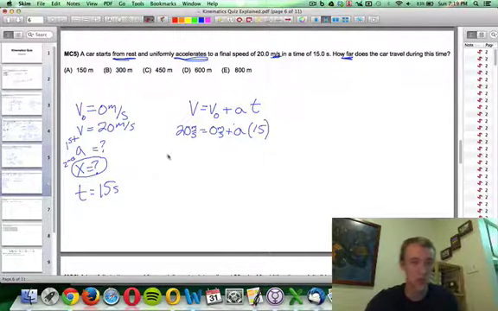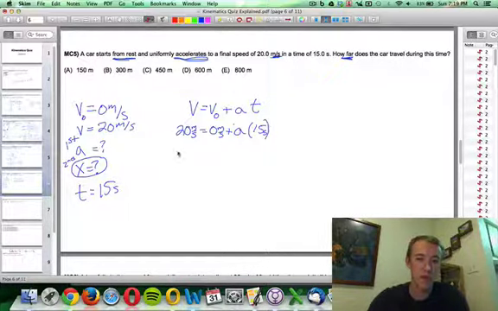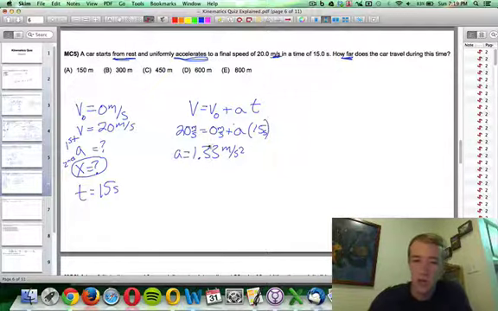Subtract 0 on both sides, do 20 meters per second divided by 15 seconds, and we find that the acceleration here, 1.33 meters per second per second. I rounded here. This is actually 1.33 repeating. We'll talk more about rounding and significant figures in class. Okay, so we know acceleration, good for us. Let us find position now.